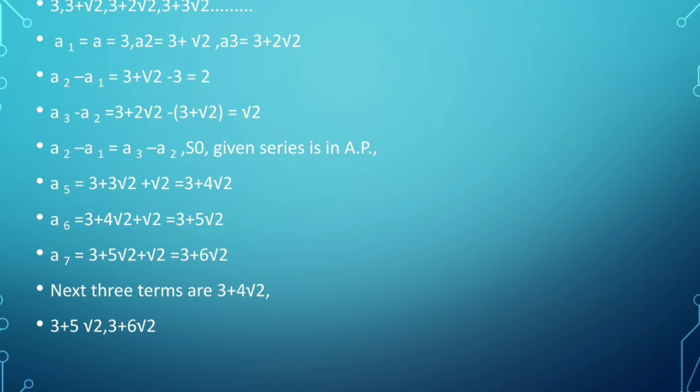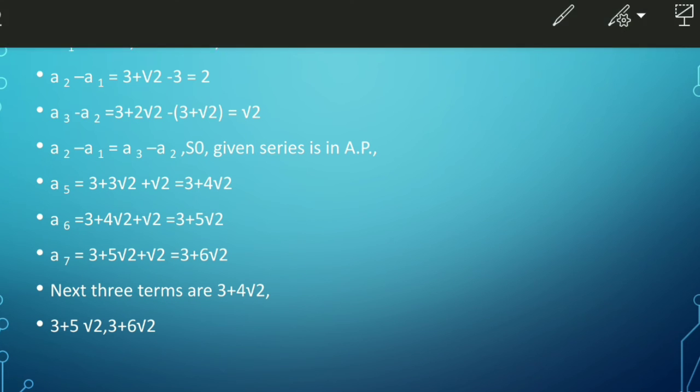Now A5 is nothing but A4 plus D, that is 3 plus 3 root 2 plus root 2. Simply we get 3 plus 4 root 2. And A6 is A5 plus D, that is 3 plus 4 root 2 plus root 2, 3 plus 5 root 2. A7 is A6 plus root 2, that is 3 plus 5 root 2 plus root 2 is equal to 3 plus 6 root 2. So the next three terms are, by the table, 3 plus 4 root 2, 3 plus 5 root 2, 3 plus 6 root 2.